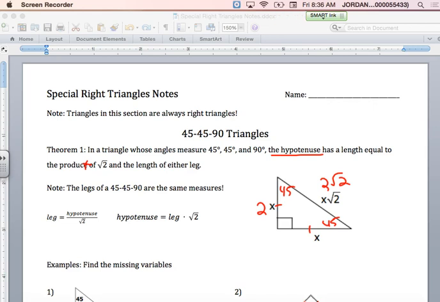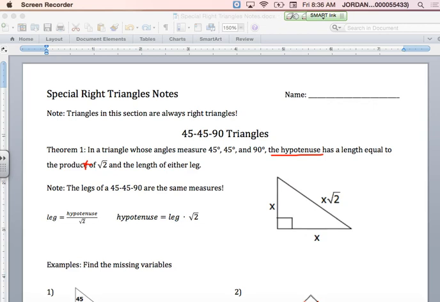So there are little formulas right here for you guys to utilize. A leg equals the hypotenuse divided by the square root of 2. So if you're given the hypotenuse and you want to find the leg, then you would divide the hypotenuse by the square root of 2. The hypotenuse equals, just like I just showed you, the leg times the square root of 2. So if you want to know the hypotenuse, you just take the leg and multiply it by the square root of 2. Alright, so let's do a couple practice problems on this.